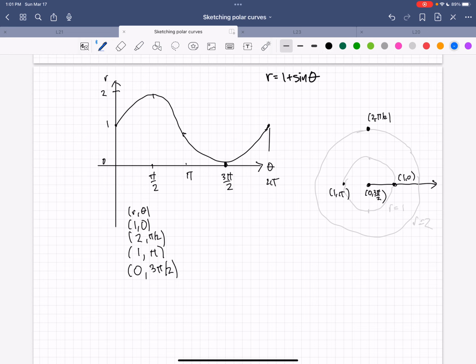Great. Now let's get ourselves some in-between angles to help sketch what's going on. So let's say we look at, again, pi over 6, pi over 3. We could look at pi over 4 as well. But let's start with those two. Okay, so when theta is equal to pi over 6, r is going to be equal to 1 plus 1/2. So that means that we're halfway between those two radius circles. So when theta is pi over 6, we get a point like right here.